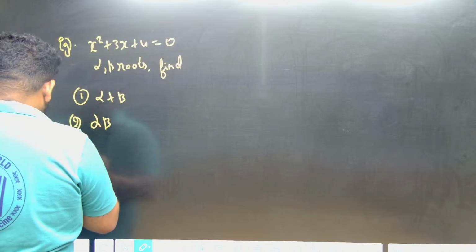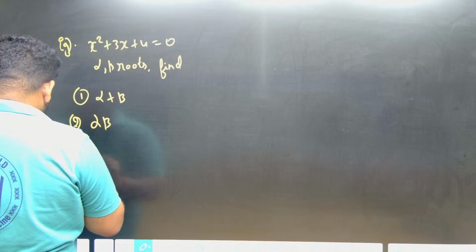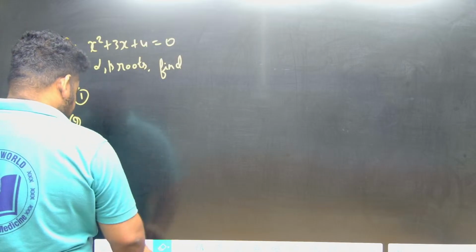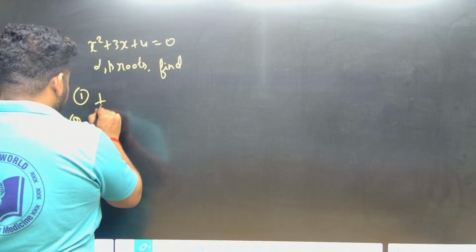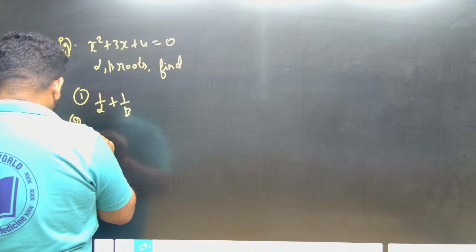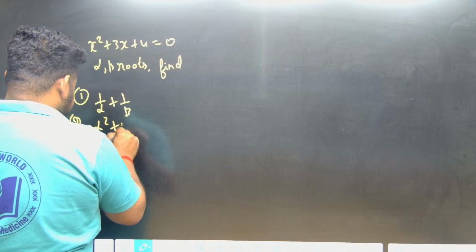And the third thing they are asking us to do is alpha plus beta. Anyways, we can find out sum of the roots and product of the roots, easy. So let us take up like this: 1 by alpha plus 1 by beta, they are asking us to find. Let this be the first question.